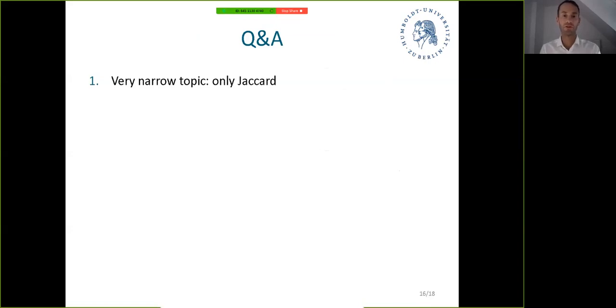These were some questions the reviewers had. Why did you only use Jaccard? This is a very narrow topic. Well, the filter and verification framework can be used with any set similarity measure, like for example, Dice or cosine. So it's not limited to Jaccard. We simply used it to follow the research which has been previously done.